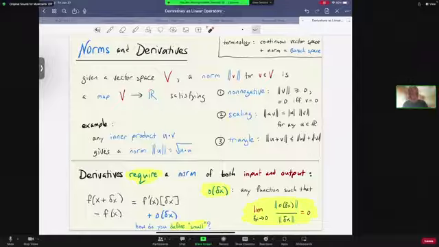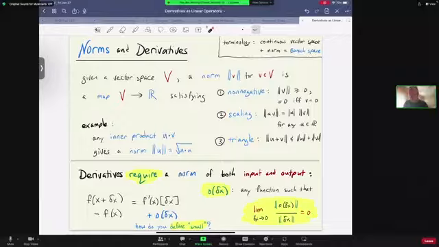Technically, to qualify as a norm, this map has to be non-negative. It can't be negative. It can only be 0 if v is 0. If you multiply the vector by 2, it has to multiply the length by 2. Or if you multiply the vector by -2, it has to multiply the length by 2, so basically the absolute value of any scalar. It has to satisfy something called the triangle inequality.